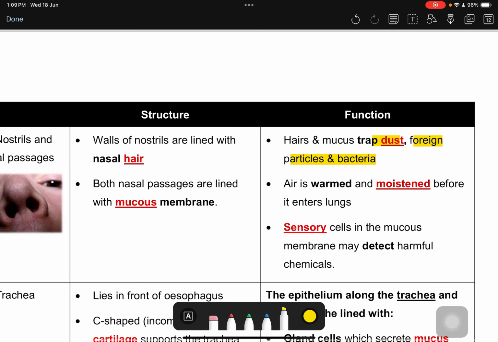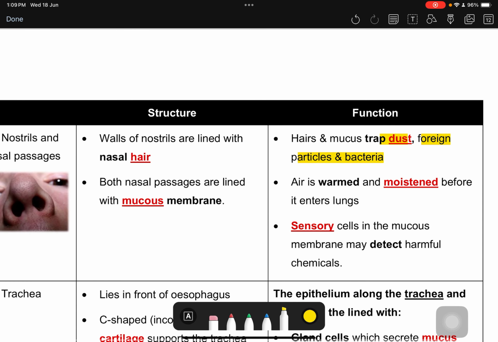Next, the nasal passage along your nasal cavity is actually lined with mucosal membrane, because along this membrane, mucus is produced to trap foreign particles.